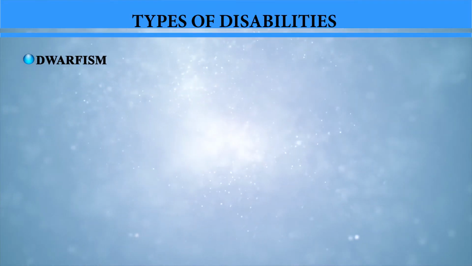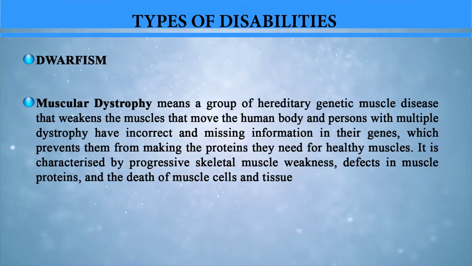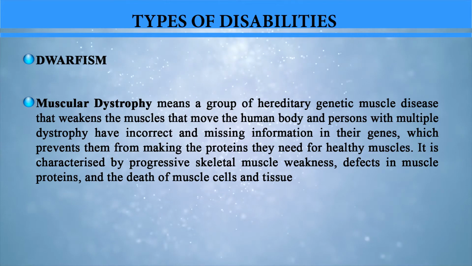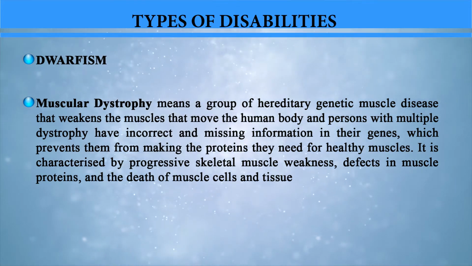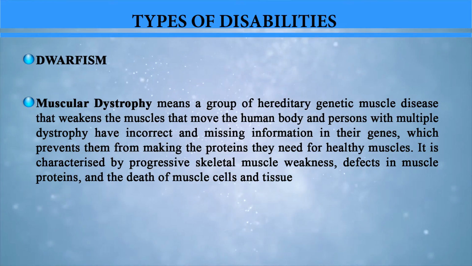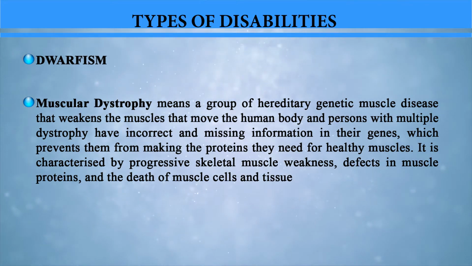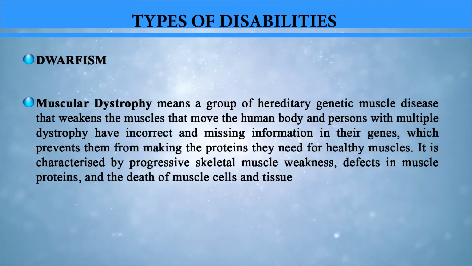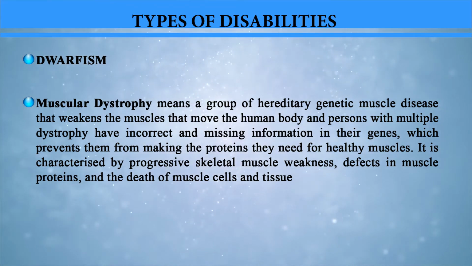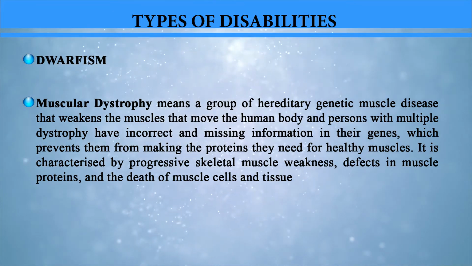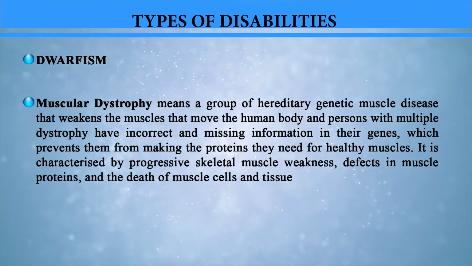And then there is a disability muscular dystrophy. It means a group of hereditary genetic muscle disorders that weakens the muscles that move the human body, and a person with muscular dystrophy has incorrect and missing information in their genes, which prevents them from making the protein they need for healthy muscles. It is characterized by progressive skeletal muscle weakness, defects in muscle protein and the death of muscle cells and tissue. And because of this, there is a lot of degeneration in the body, and people affected by this disability find it difficult to do their daily routine activity.